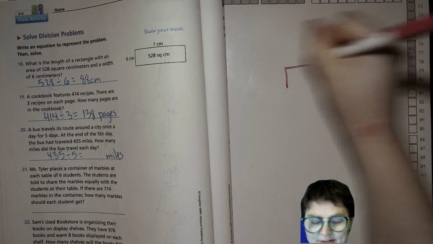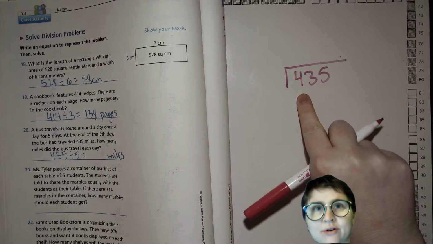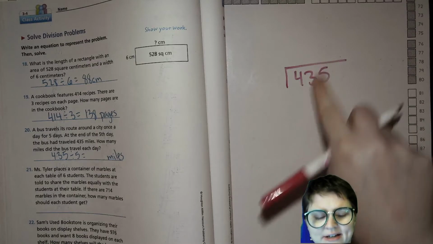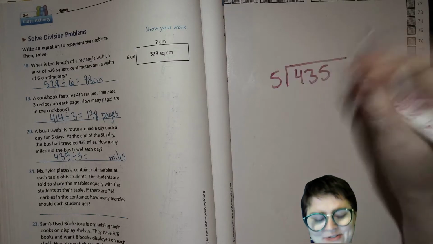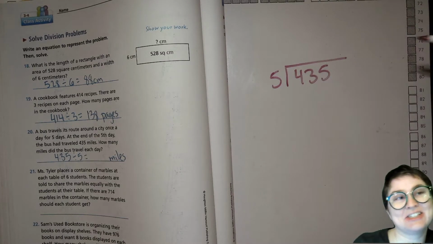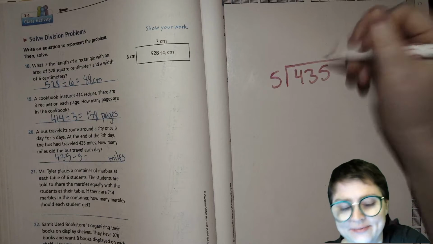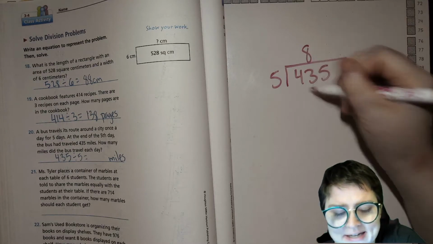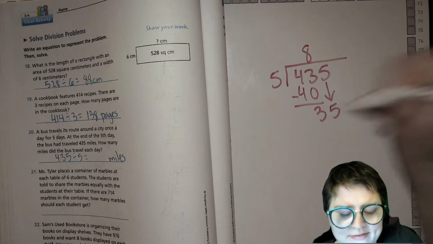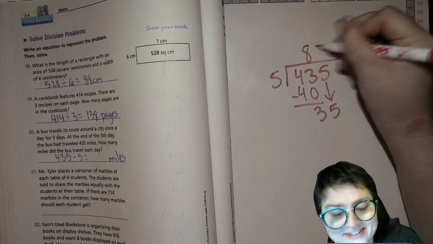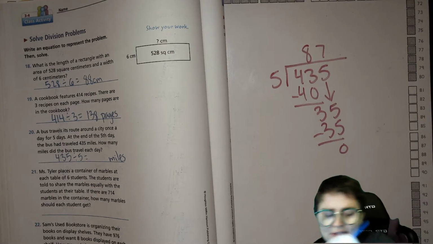Okay, this one I can see already, because I know 40, right? So that'll be 8, and then 35, that'll be 7. I'm guessing it'll be 87. We'll see. So it's not really a guess. It's just like quick math. 5 times what gets close to but not over 43? I mean, 5 times 8 gets us 40. And then we have 35. 5 times what gets 35? 7. No remainder. Lovely. 87 miles.